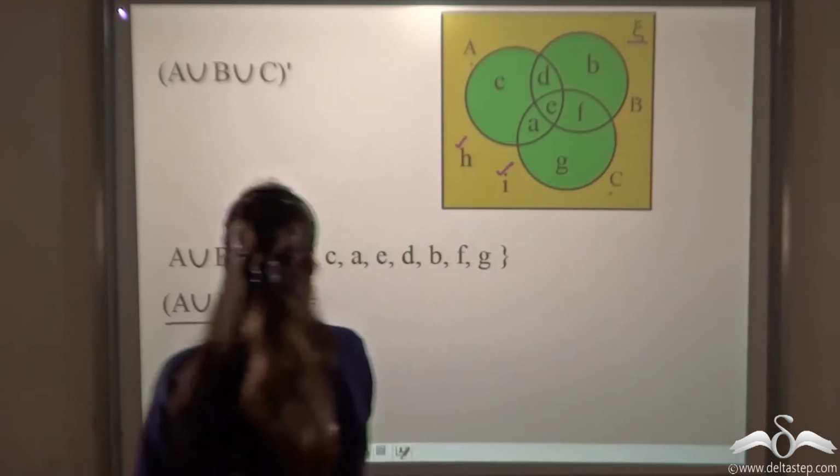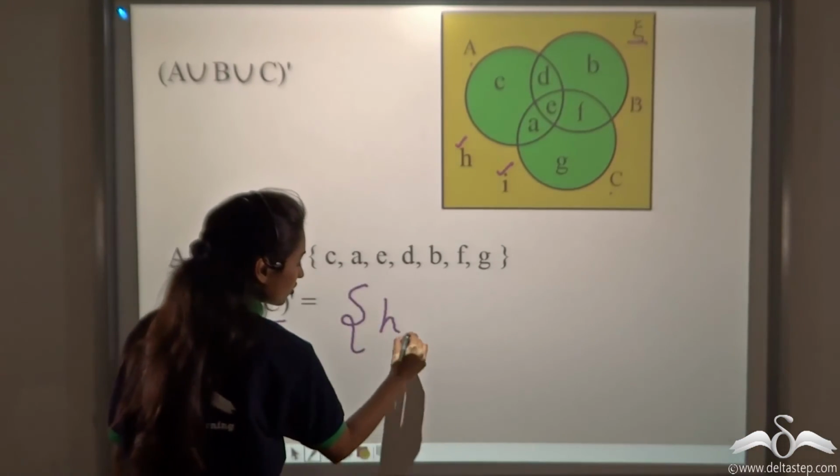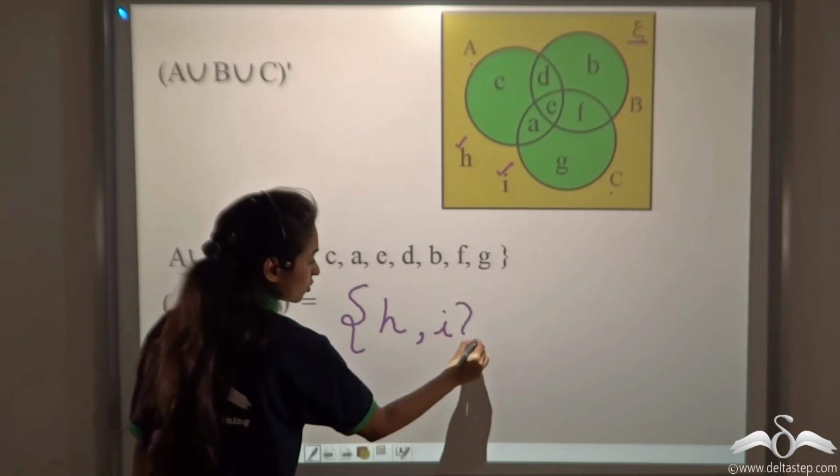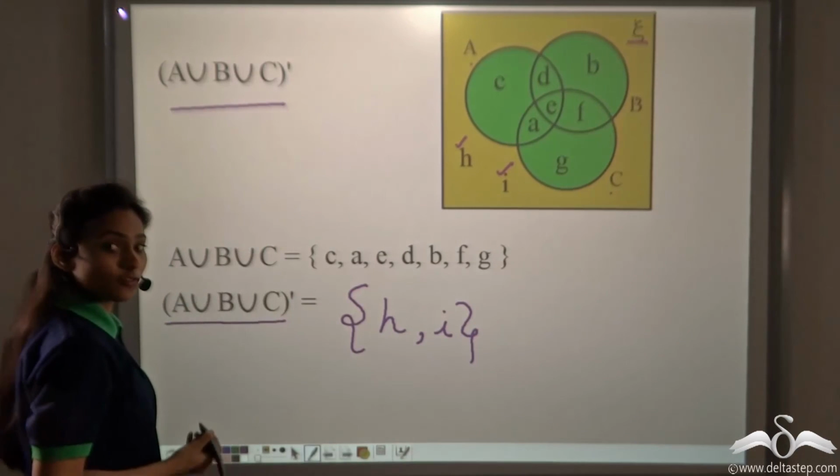So what is A union B union C complement over here? This is H and I. So we can see we can use sets to solve these kinds of problems.